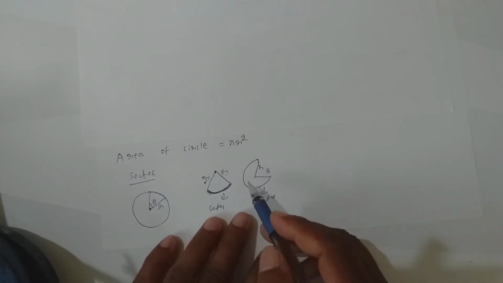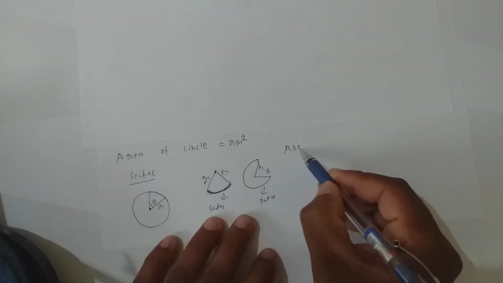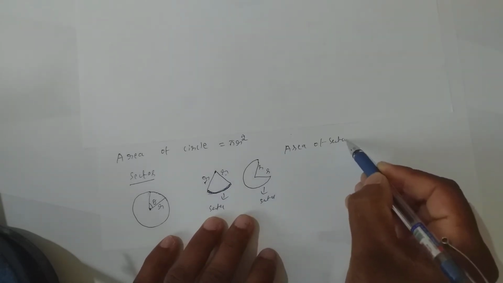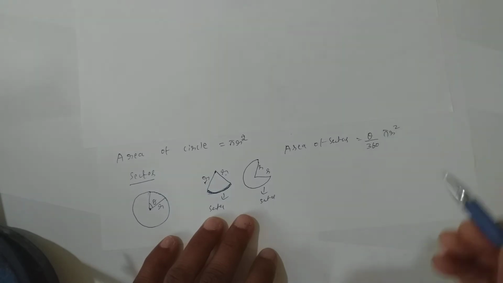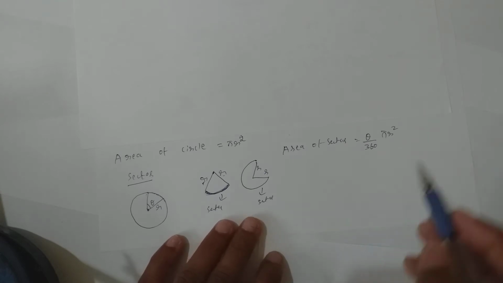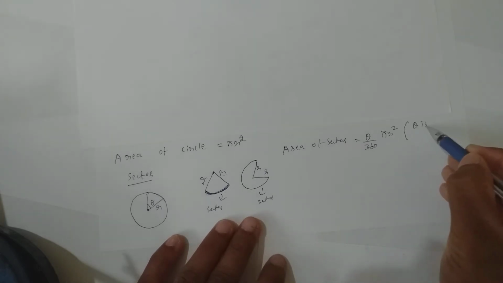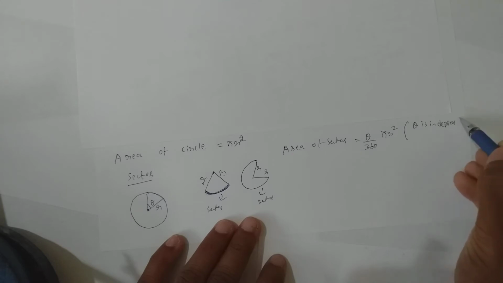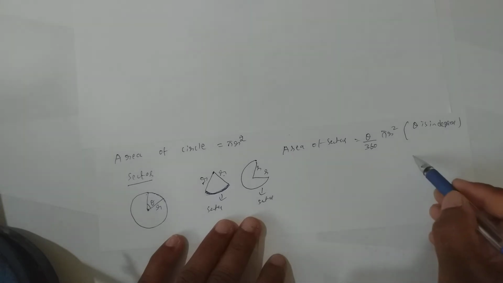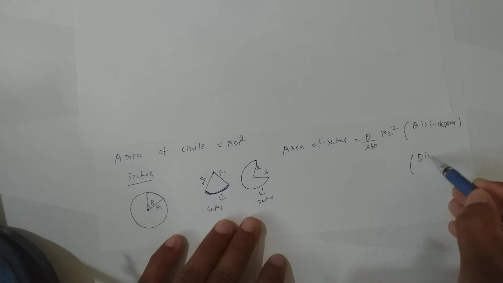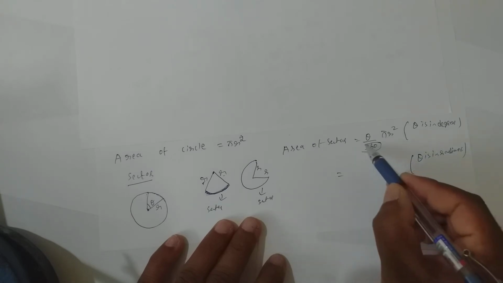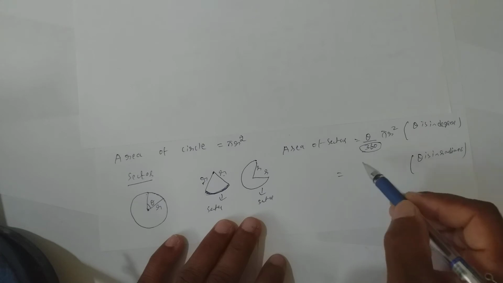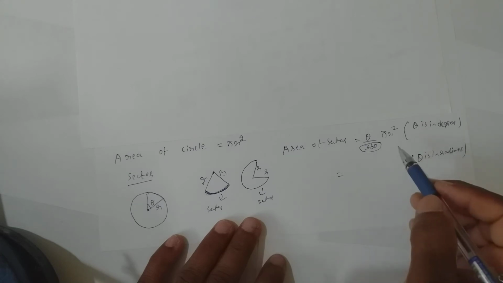Since sector is a part of a circle, our area of sector is nothing but theta by 360 times pi r square. This is the formula for area of sector when it is given that theta is in degrees. Now, what change will happen to the formula if theta is in radians? Which number is present for degrees? 360. So if I change this 360 into radians, what change will happen to the formula?